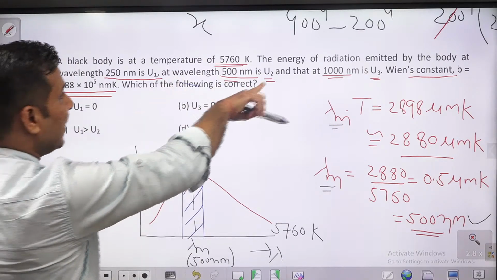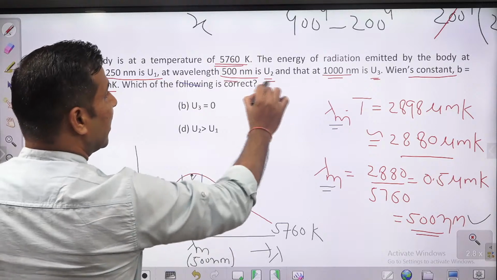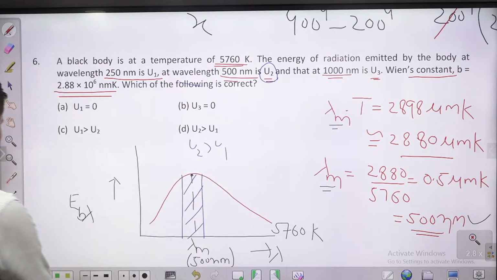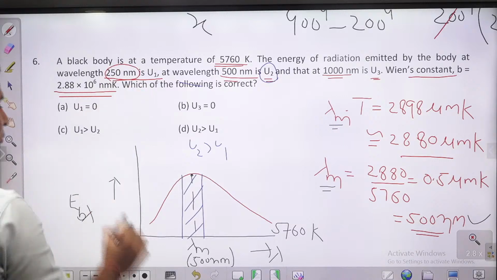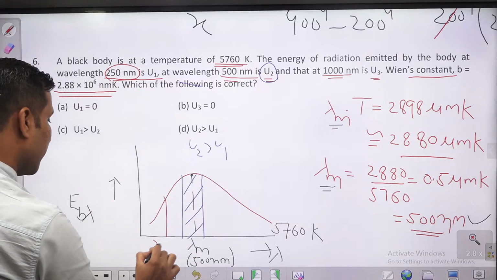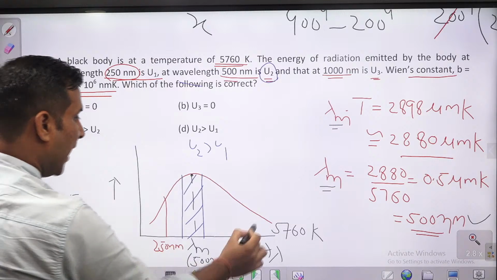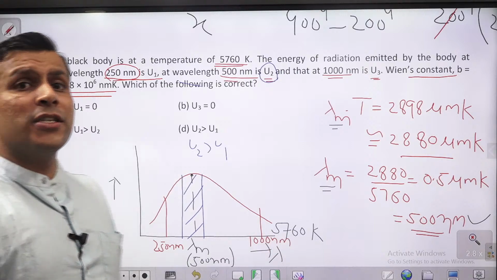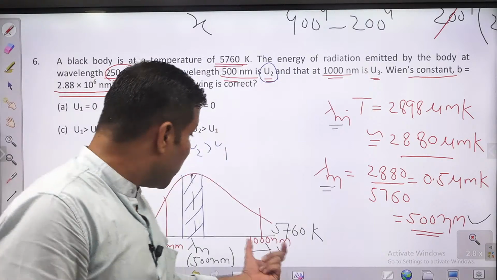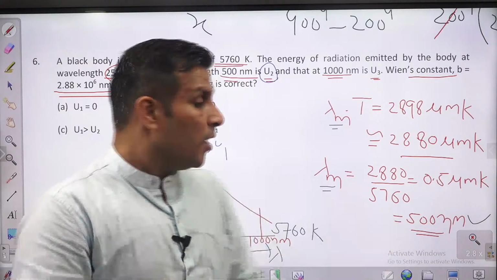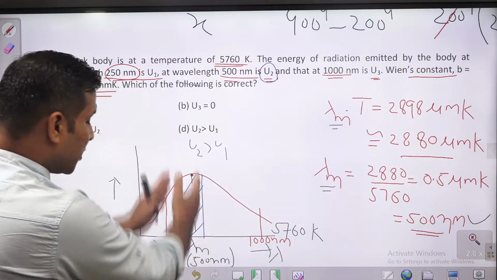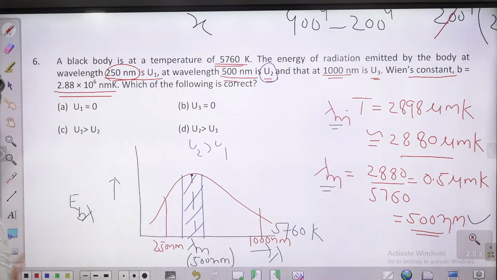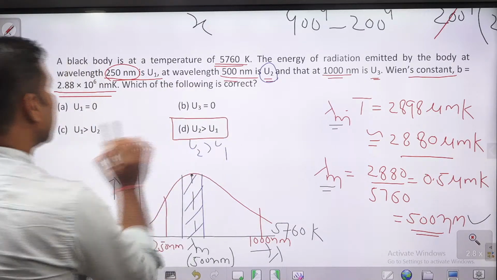So that's why at a wavelength of 500 nanometer, the energy emitted is U2. Easily you can answer that U2 will be more than U1. Why? Because U1 is the energy emitted at a wavelength of 250 nanometer, which will be here somewhere. And at 1000 nanometer, the radiation emitted will be negligible, guys. Most of the radiation emitted will be at this particular wavelength, 500 nanometer. That's why U2 is greater than U1. So option D is the right answer.